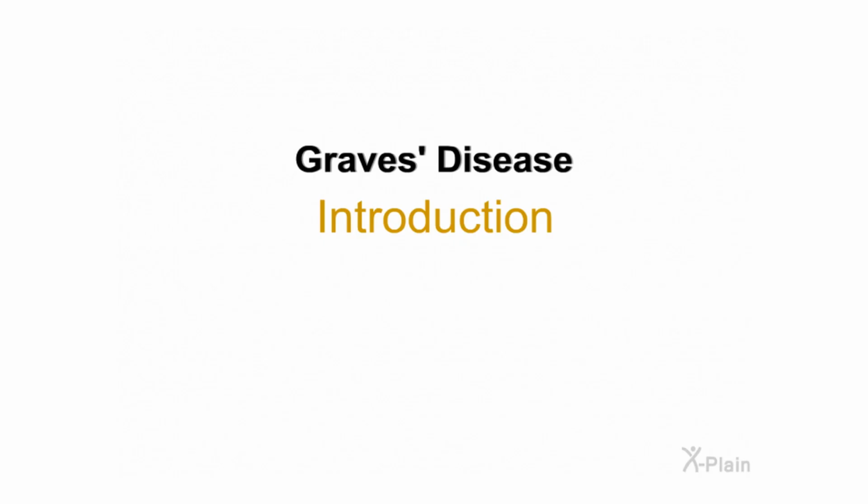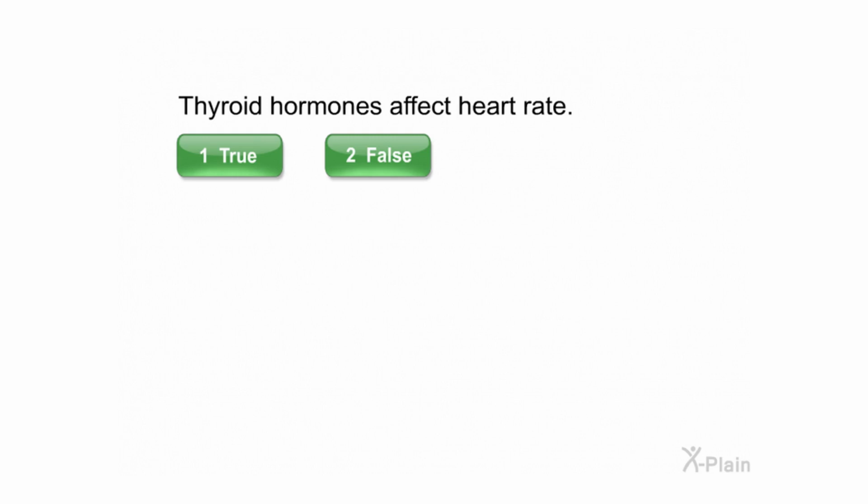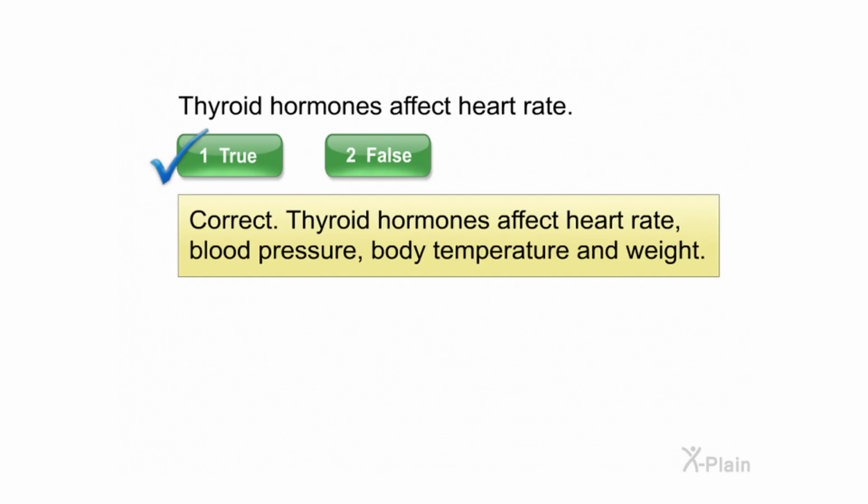Graves' disease. Introduction. Thyroid hormones affect heart rate. Select true or false. Correct. Thyroid hormones affect heart rate, blood pressure, body temperature, and weight.